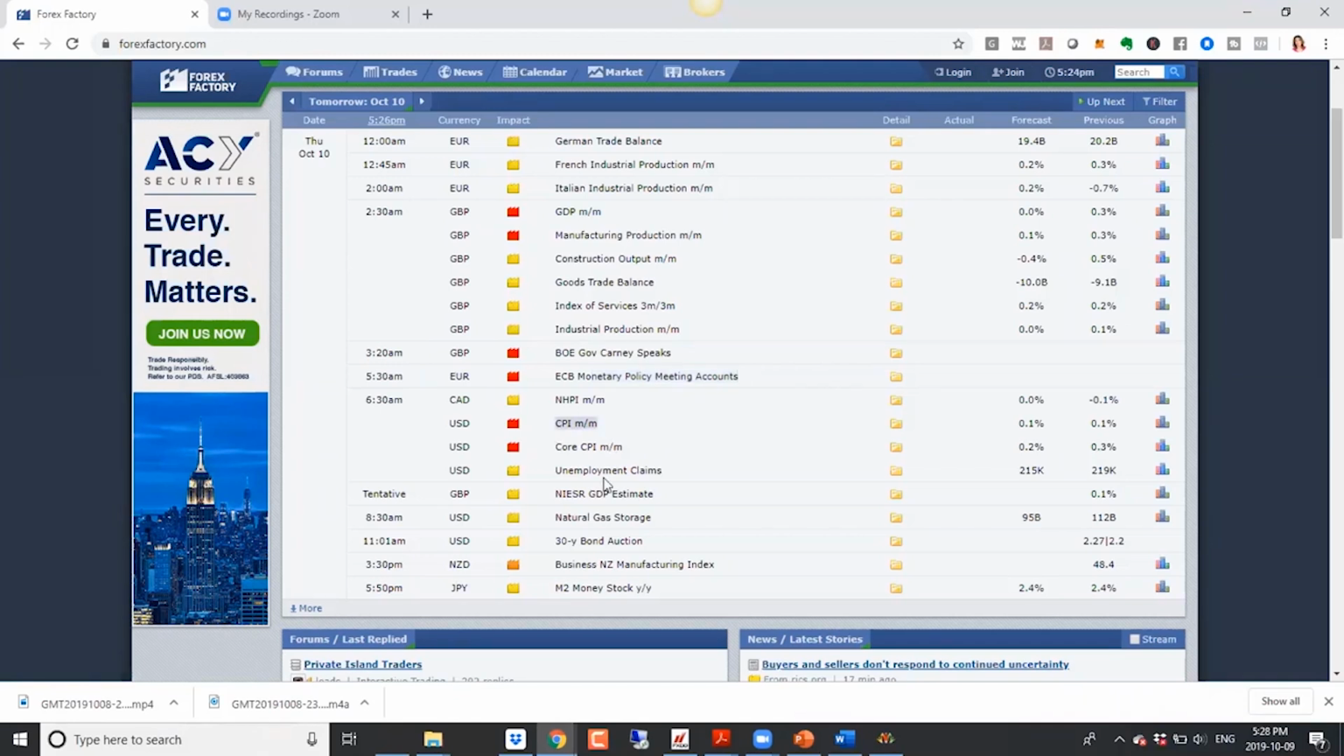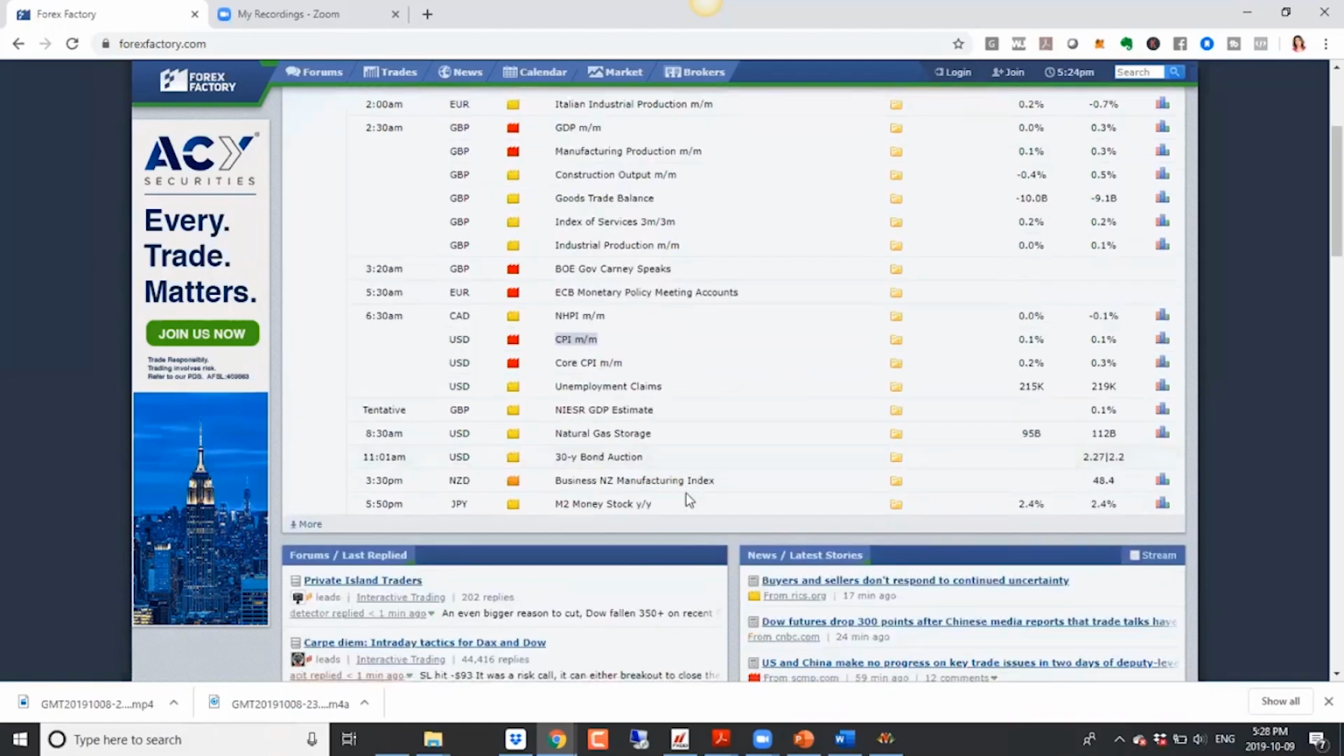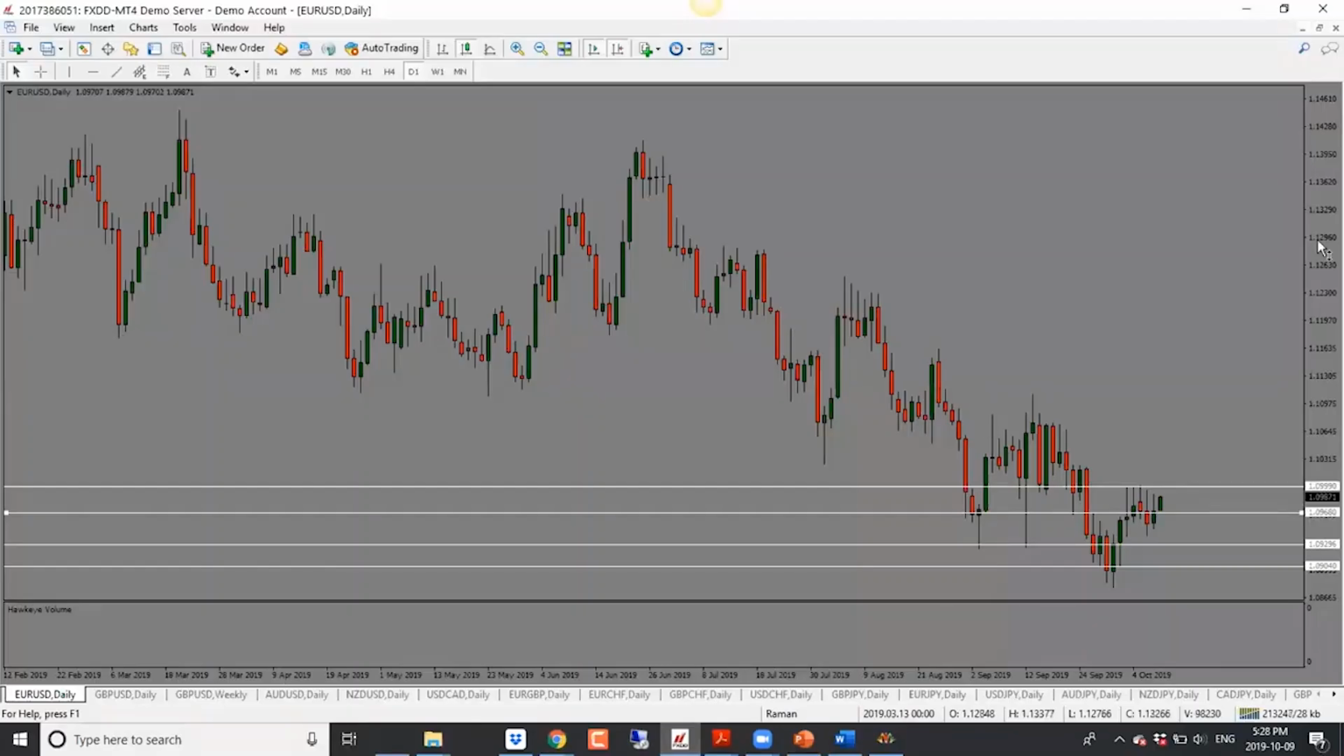And then we have US dollar here: CPI month over month and core CPI. So these are the inflation numbers, one of the key things that the central banks track. So if the numbers are below expectation here, that will be negative for the US dollar. So let's go on to the charts and we'll see what impact we are seeing right now.